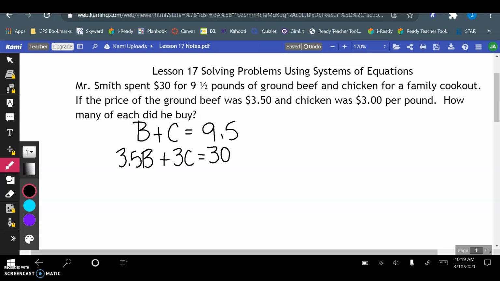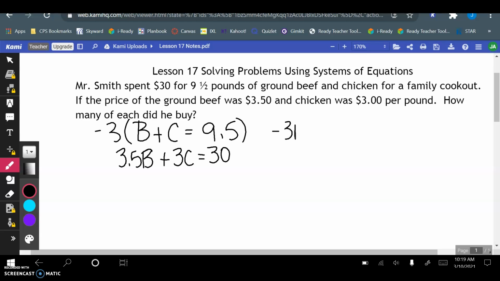So now we have to solve this system and we get to decide because it doesn't tell us how to. So we have graphing, we have substitution, we have elimination. Since this one is written with the variables lined up, I'm going to go straight to elimination because I think that would be easier. And we have 3.5b and we have 3c. So I think it would be easier to cancel out the c's. So if the bottom is a positive 3, I want the top to be a negative 3. So I'm going to multiply the top equation by negative 3.